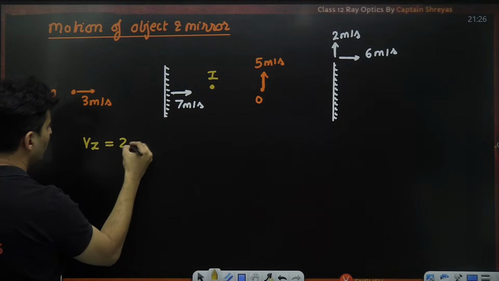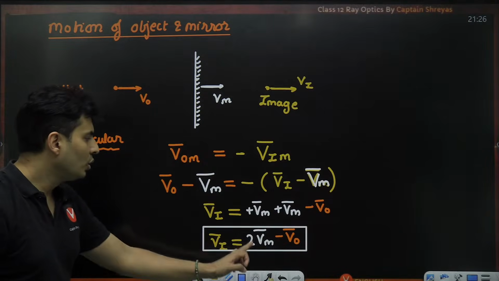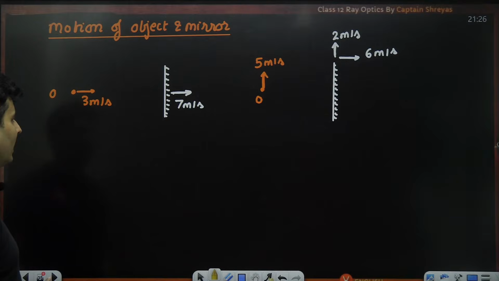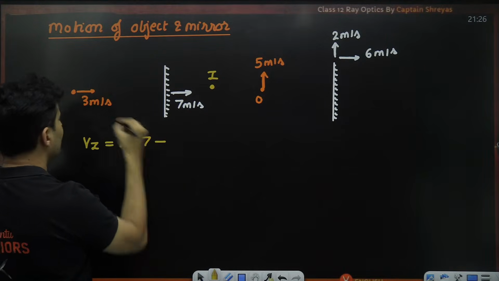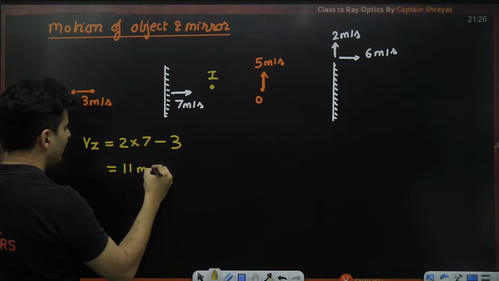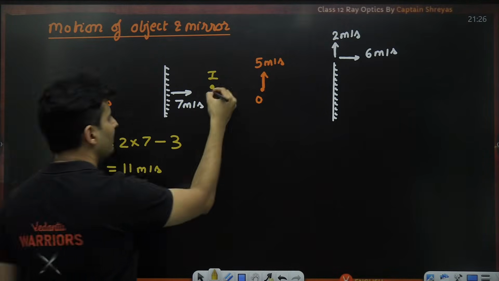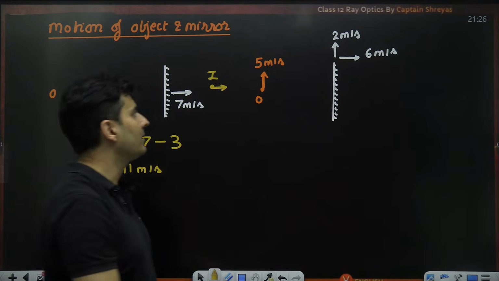Vi will be 2 times of, use this formula. Vi is nothing but 2Vm minus Vo. 2 times of Vm. Vm is 7 minus Vo, which is 3. 7 2s are 14. 14 minus 3 is 11. 11 meters per second. Because it is positive, that means it will be on this side. If it was negative, automatically it is on the other side.